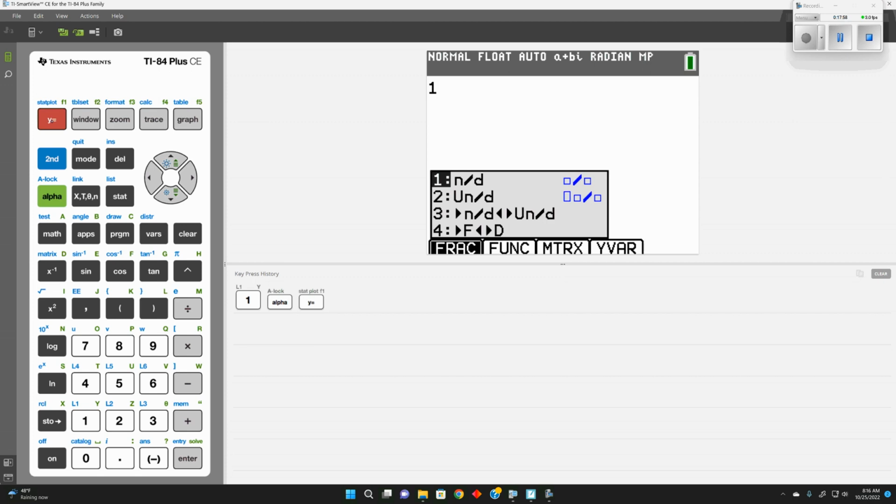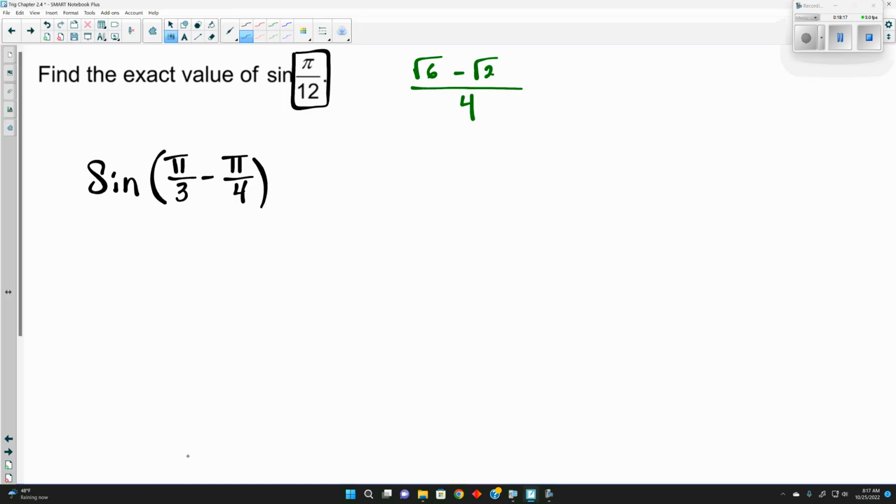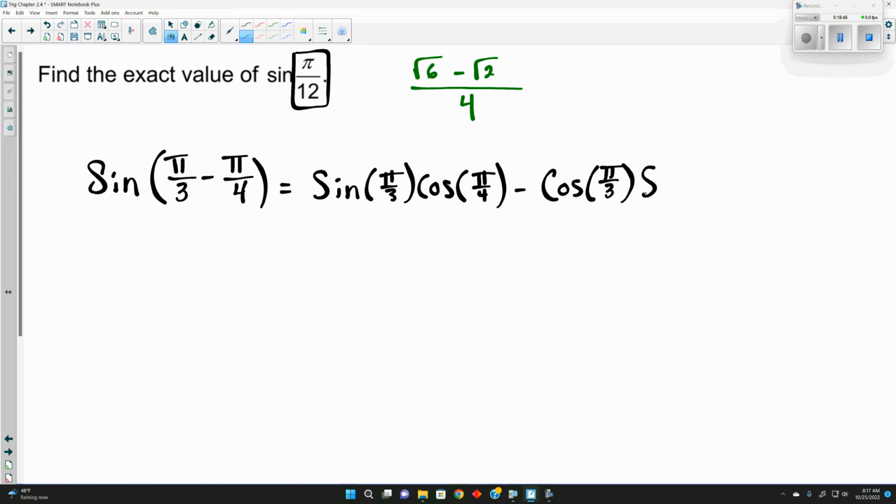Or if we say 1/3 minus 1/4, we get 1/12. So with these sums and differences, when they give us a single angle not on the unit circle, we're trying to see which angles we can use to get to the one we want. So we are taking sine of pi over 3 minus pi over 4. The formula is sine cosine: sine of pi over 3 times cosine of pi over 4, minus cosine of pi over 3 times sine of pi over 4.